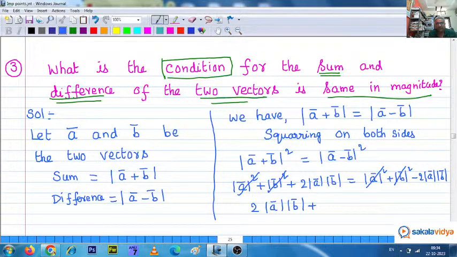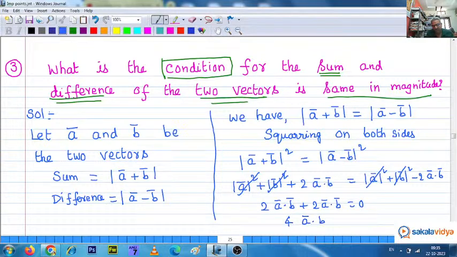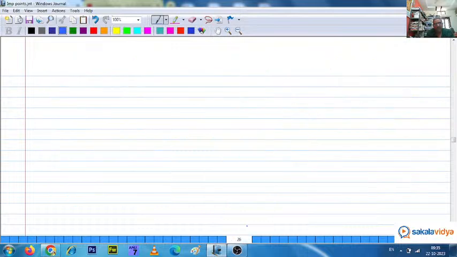Plus, so 1 minute, I have written wrong. This is actually, you need to write the dot product here. Sorry, 1 minute, let me write once again. This can be written A dot B. Here also A dot B. Now 2A dot B plus 2A dot B equals 0. Obviously 2A dot B plus 2A dot B becomes 4A dot B equal to 0. Next you will be getting A dot B is equal to 0.